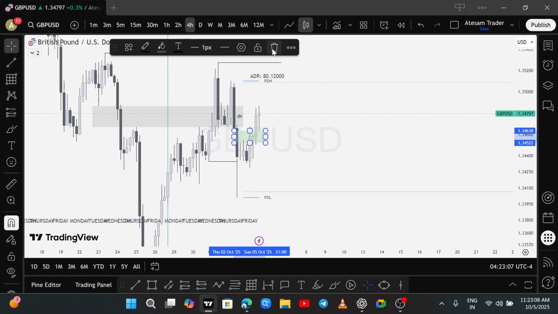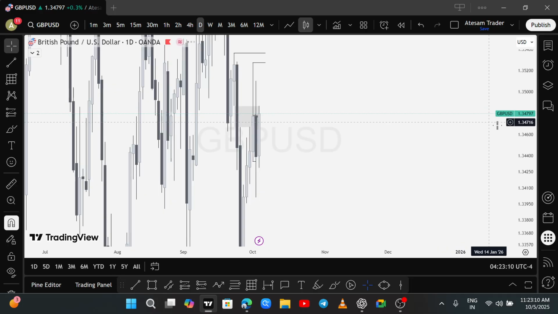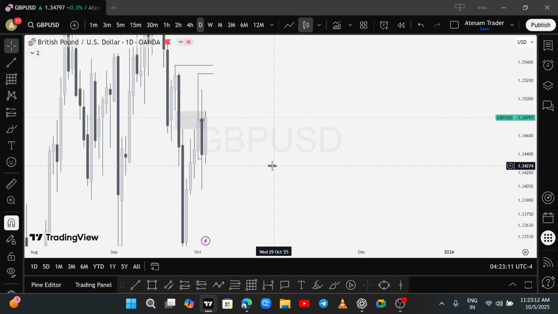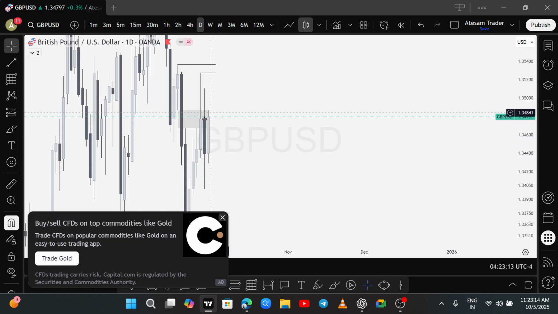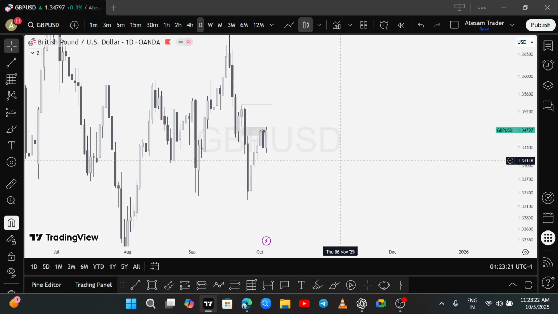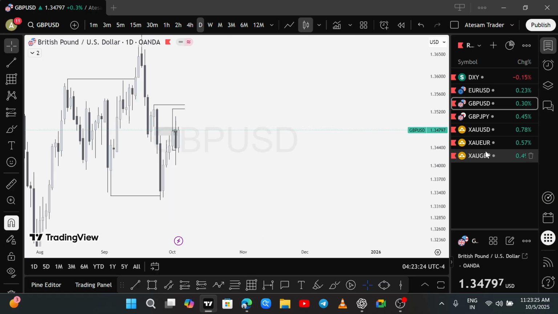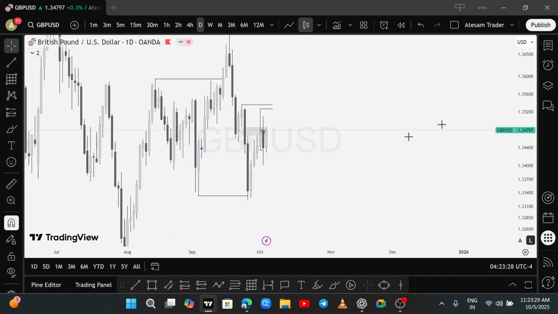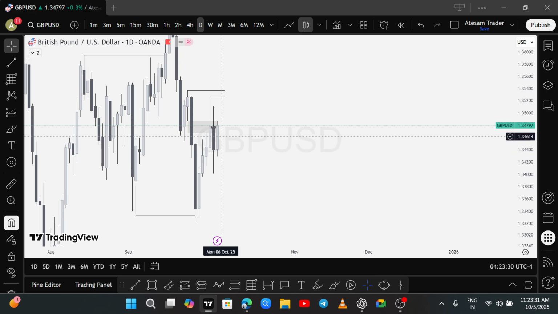Okay, what we want to do. So we don't have to predict so many things. If price wants to continue down, it can easily sweep these highs and disrespect the 50% of this bullish candle and go down. We will react by then. Okay, so we'll see. If price disrespects the 50% of this candle, then we will look to target the downside.